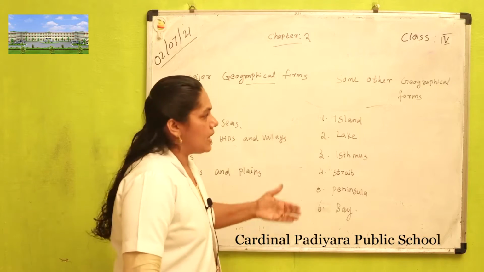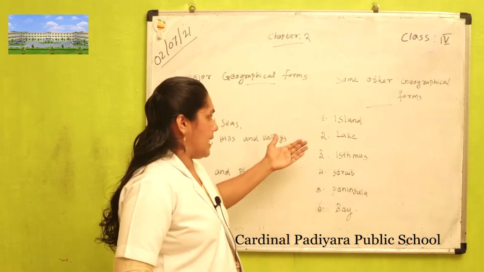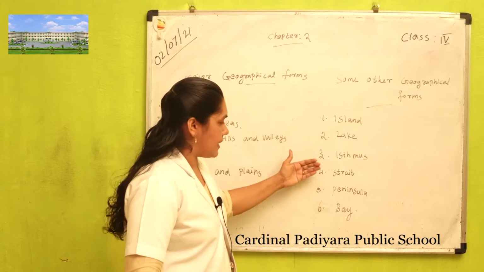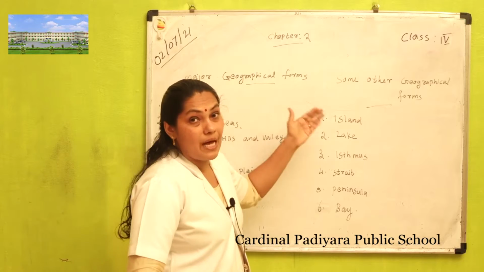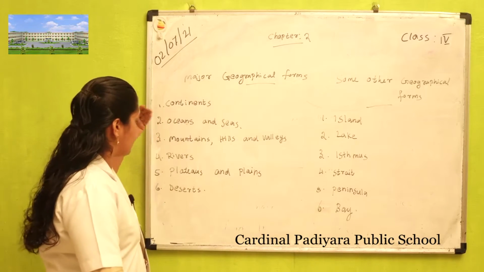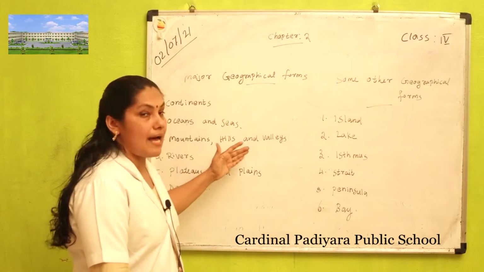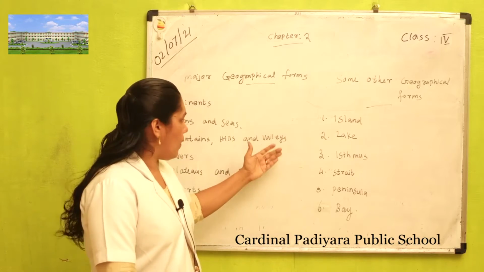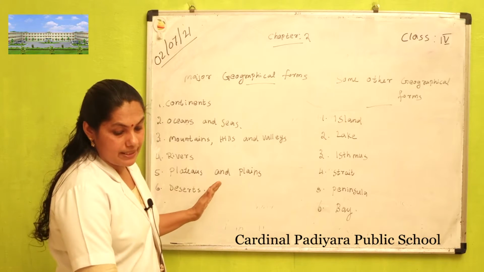In the same way, there are some other geographical forms, such as island, lake, isthmus, strait, peninsula and bay. These are some other geographical forms. In the last class we studied up to mountains, hills and valleys, and then rivers.